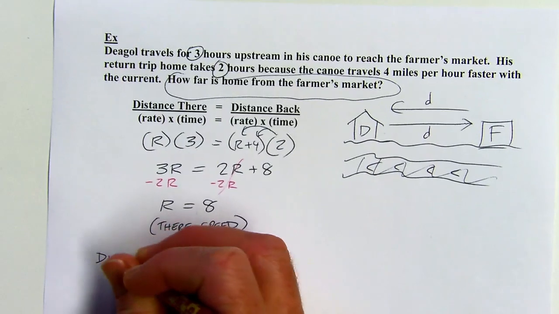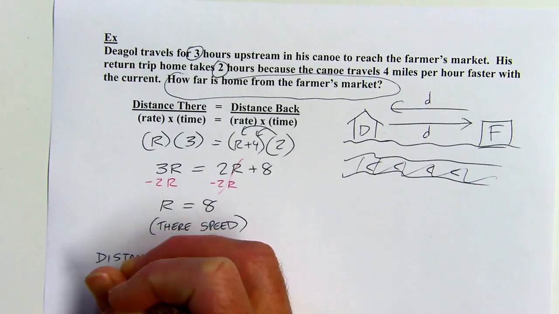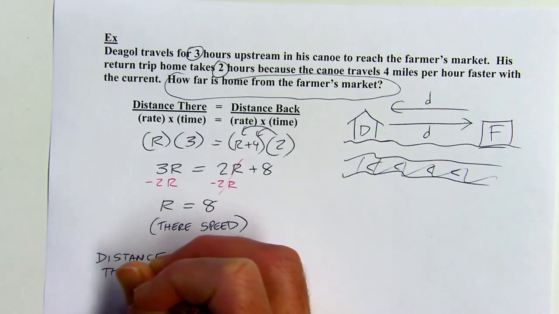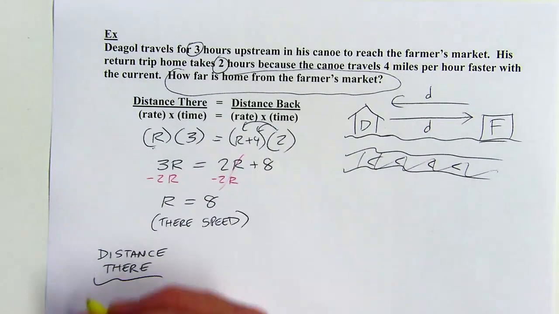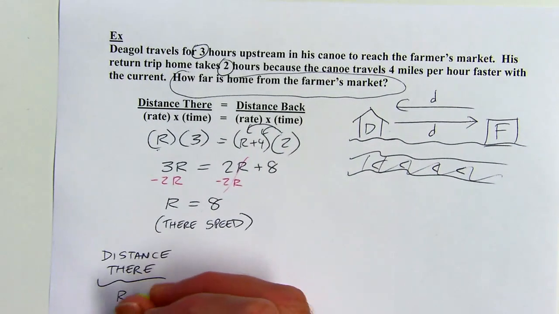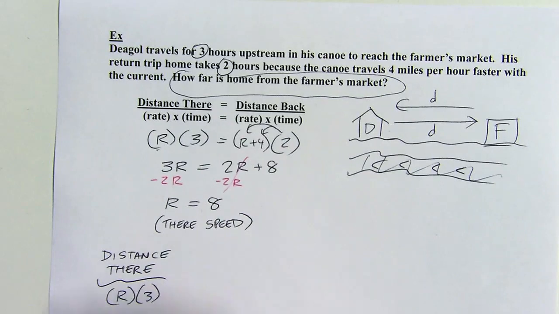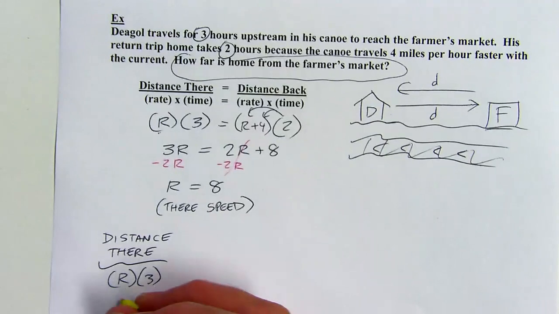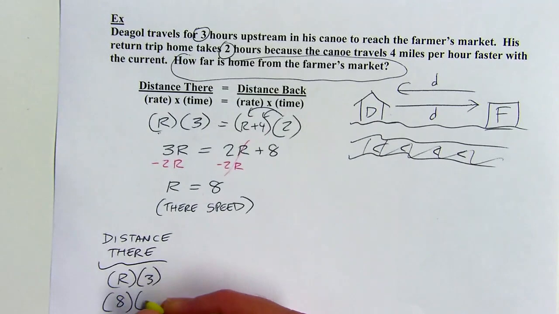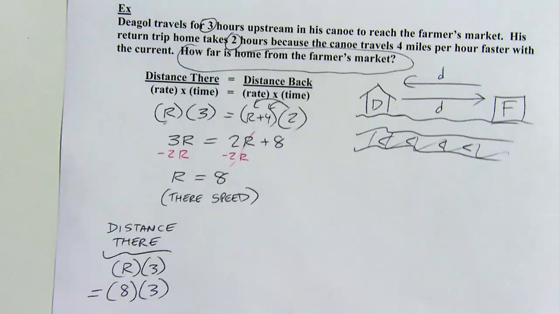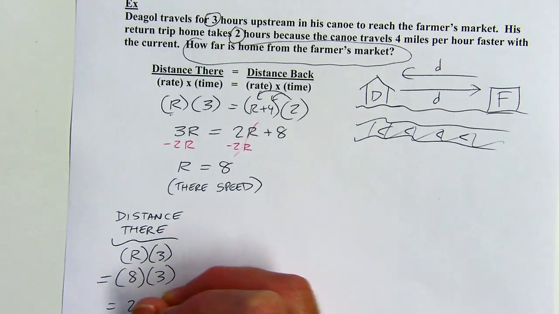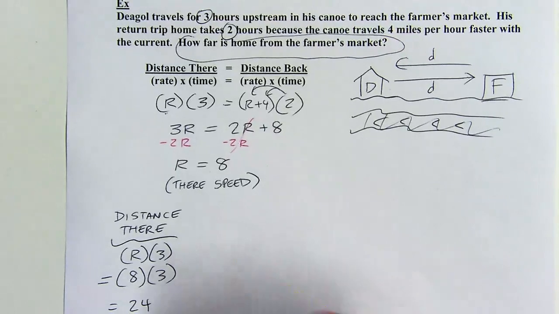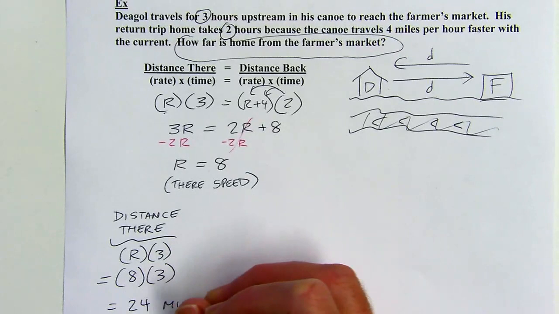Distance there. Well, that's going to be r times 3, or 3r. And now I know that the speed on the way there is 8. And that's going to equal 24. Okay, and so since we're talking about miles per hour, a distance, that's going to be in miles.